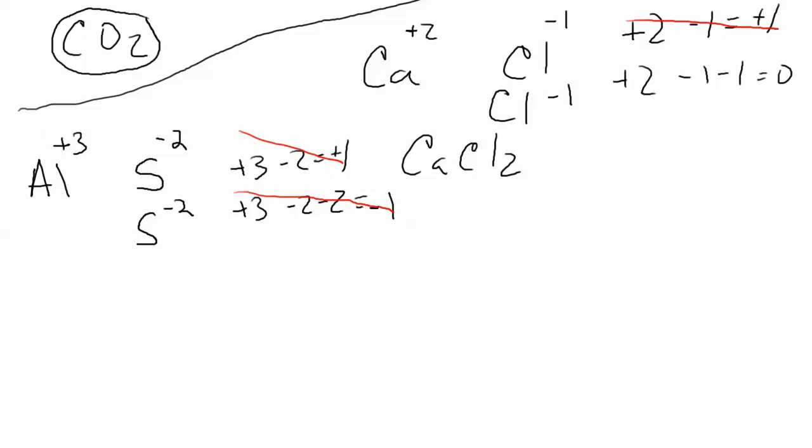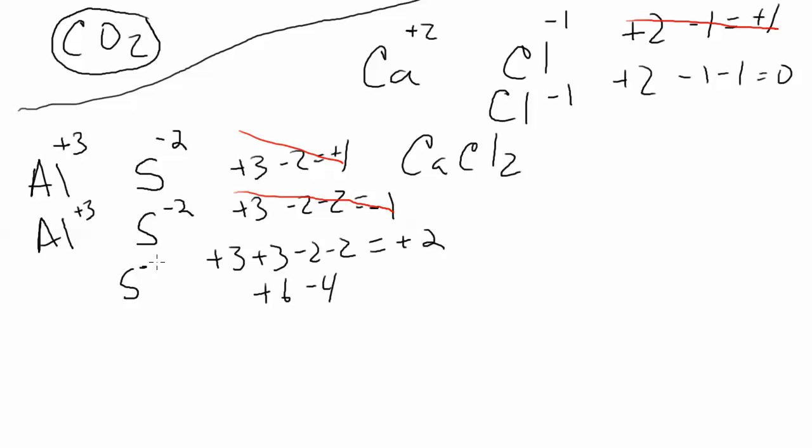And now we've got too much negative oxidation. So our only recourse here is to add another aluminum. So now we have plus 3, minus 2, minus 2. And that gives us plus 2. This is plus 6, and this is minus 4. So we're still not there yet, and now we're back to having too much positive oxidation. The only thing that we can do is add another sulfur, because that's where our negative oxidation is coming from.